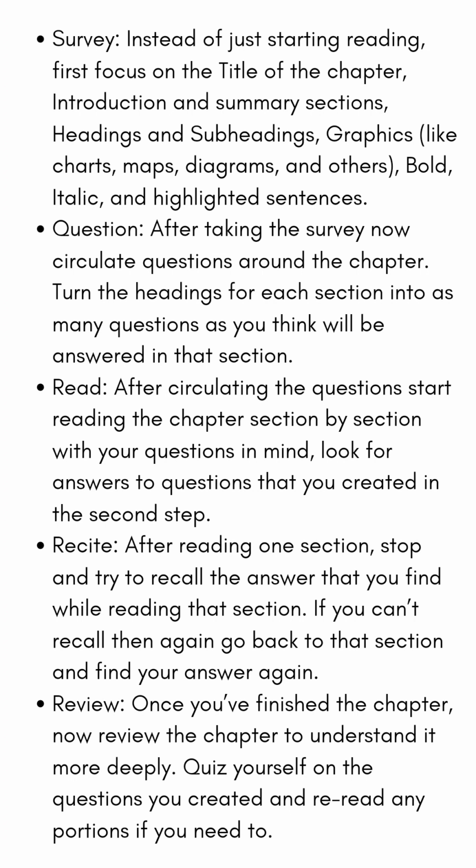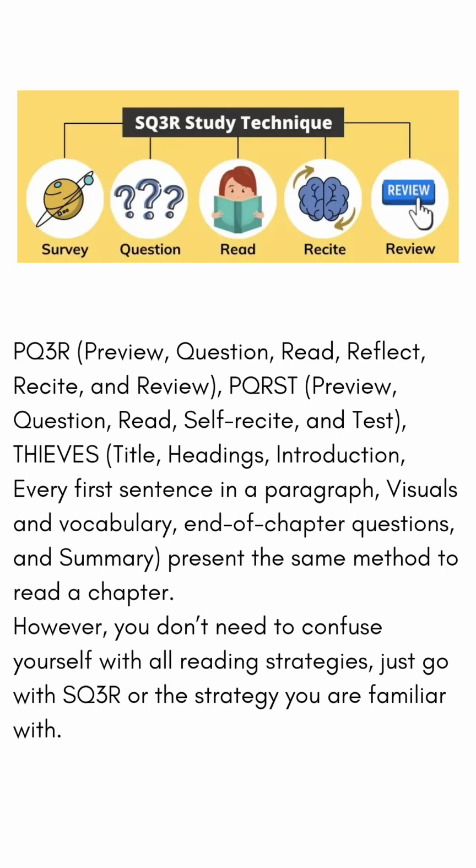Read. After circulating the questions, start reading the chapter section by section with your questions in mind. Look for answers to the questions that you created in the second step. Recite. After reading one section, stop and try to recall the answer that you found while reading that section. If you can't recall, then go back to that section and find your answer again. Review. Once you've finished the chapter, review the chapter to understand it more deeply. Quiz yourself on the questions you created and reread any portions if you need to.